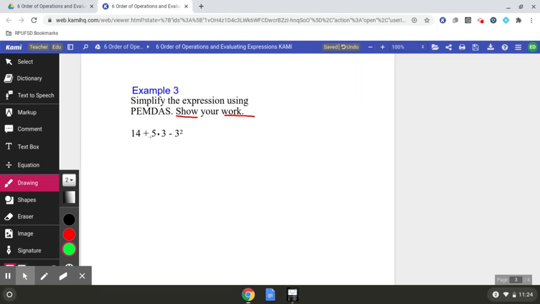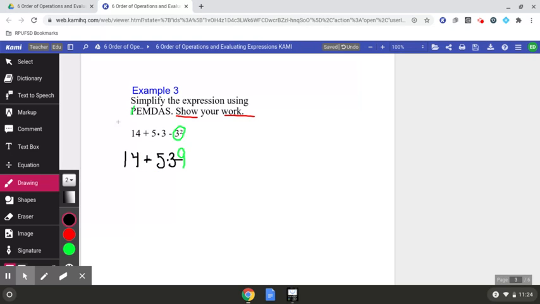Okay, so when we're looking here, we do not have parentheses. We do have exponents, so I have 3 squared here. So 3 squared is 9. And then we bring everything else down before we continue. So 14 plus a 5 times 3 and a minus here.